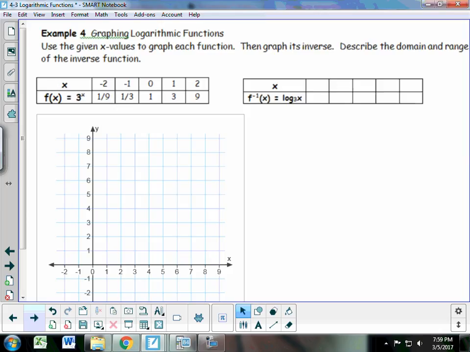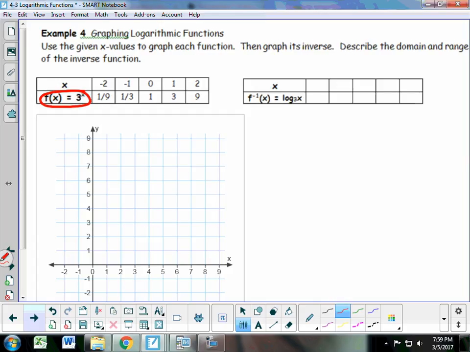Let's keep moving. Graphing logarithmic functions. Use the given x values to graph each function and graph its inverse. Describe the domain and range of the inverse function. So they're giving us this original function, f of x equals 3 to the x power.